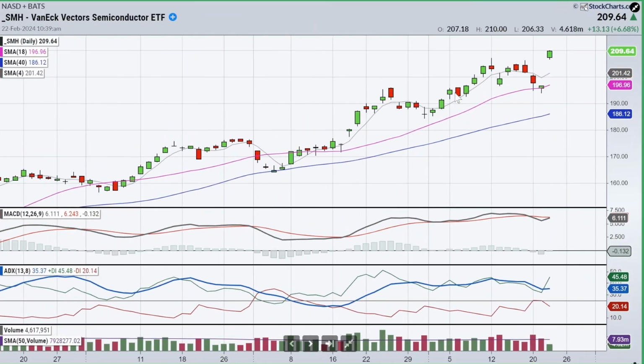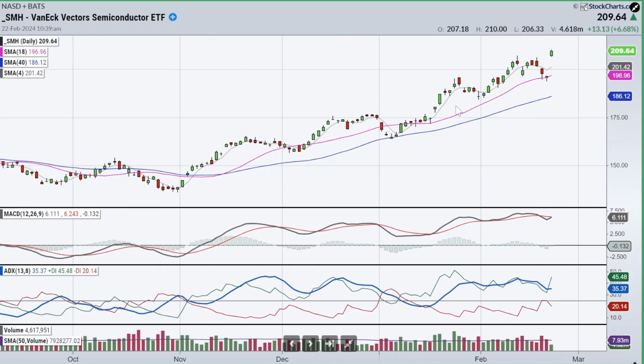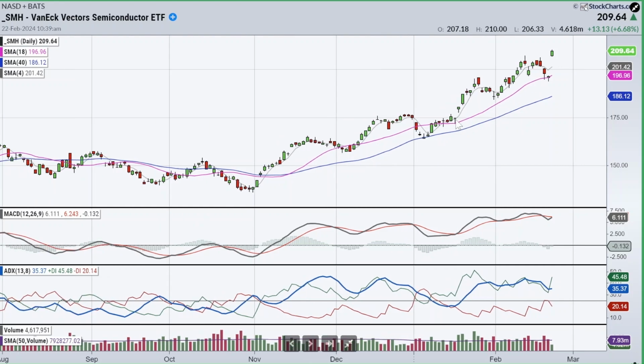Now, one thing that I'll tell you about the S&P, about the QQQ, and about the XLK is that here's where they turned up. Late last year, the 18-day turned up. Now, we broke this line here, but it didn't roll over. We broke this line here, and it flattened out, but it never rolled over. We broke this line here, and it's still rising.